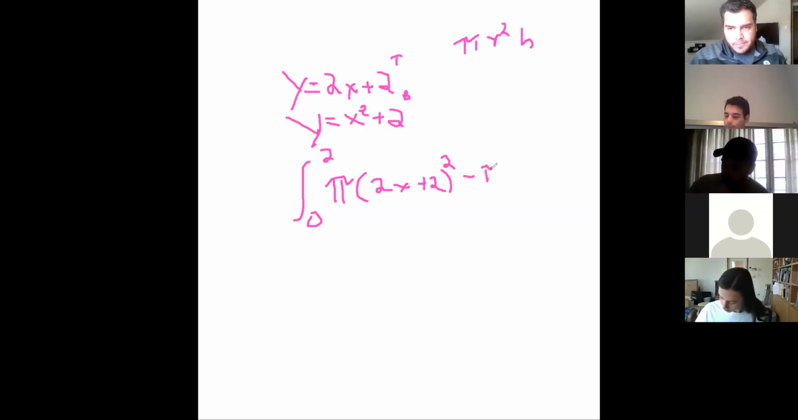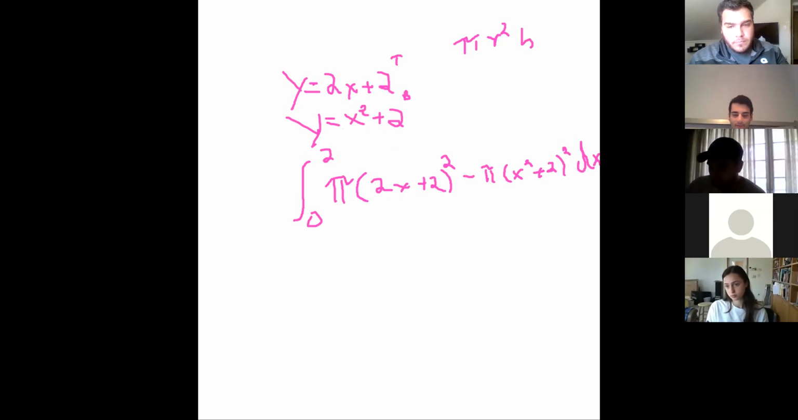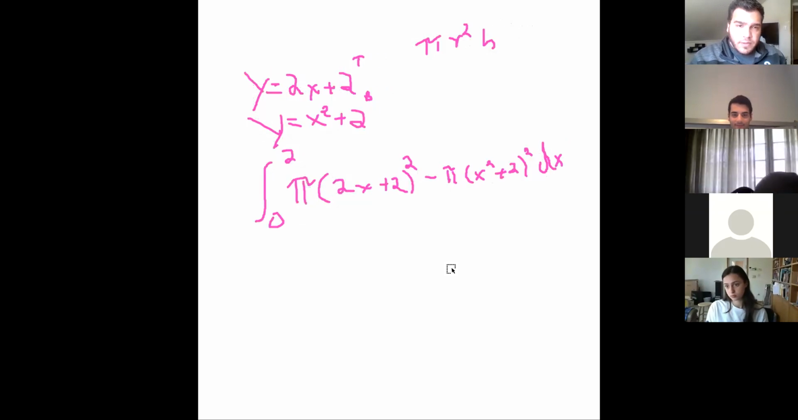So that's pi. And now we're going to take the one that's a smaller cylinder and it's closer to the x-axis. That's why it's smaller. Its radius is effectively smaller. x squared plus 2, squared. And all of this is dx. I'll just leave it there. Okay, so we have our formulas here.